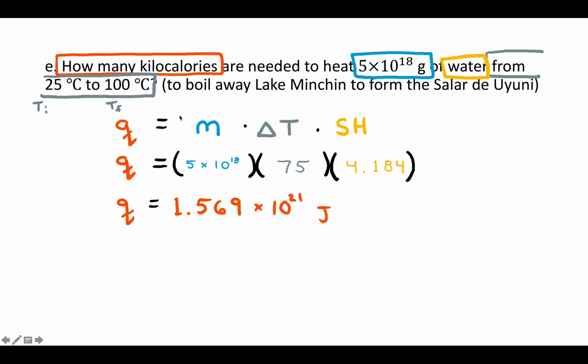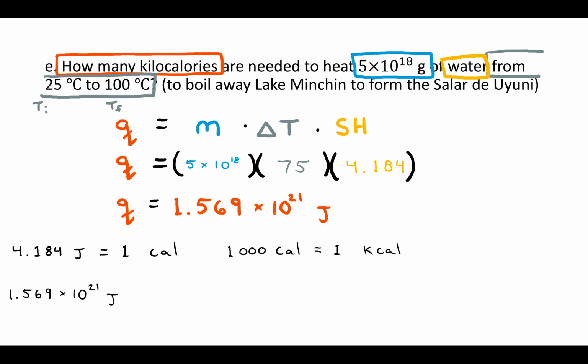Now, the question wanted the answer in kilocalories, so we need to do some conversions. Every time you do a conversion, you want to get conversion factors. Now, I don't know a conversion factor that relates joules and kilocalories directly, but I do know a conversion factor that relates joules and calories. There are 4.184 joules in every 1 calorie, and then I can see a connection between calories and kilocalories. There are 1,000 calories in every 1 kilocalorie. So I can use this first conversion to go from joules to calories, and the second one to go from calories to kilocalories.